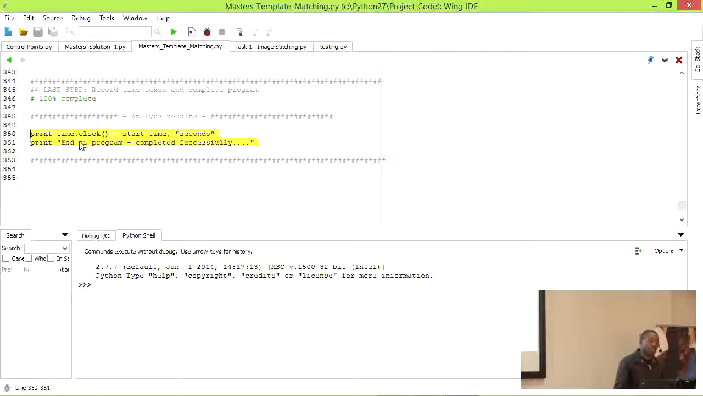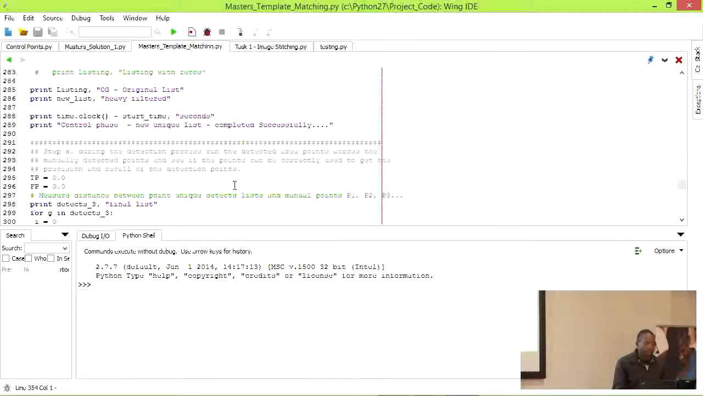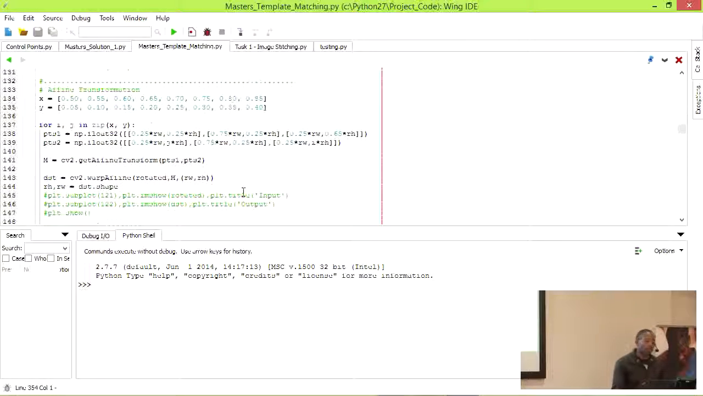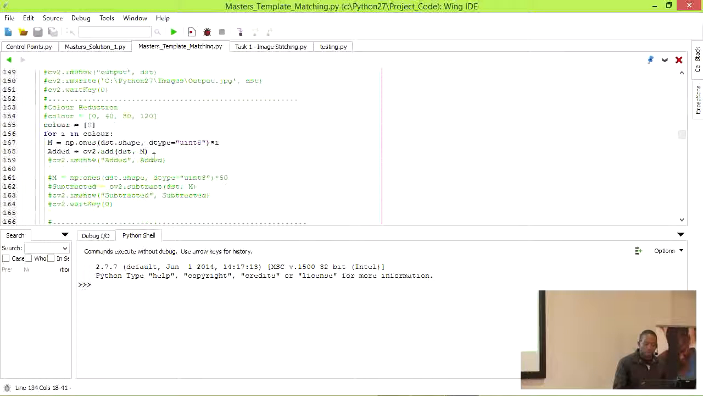And then, yes, at the end, I take a snapshot of how long it actually took to run this entire program. Generally, this program took quite a while. I think it takes about 5 minutes, which is not ideal. And one of the things you can do to reduce this is to reduce the number of transformations or even the color.